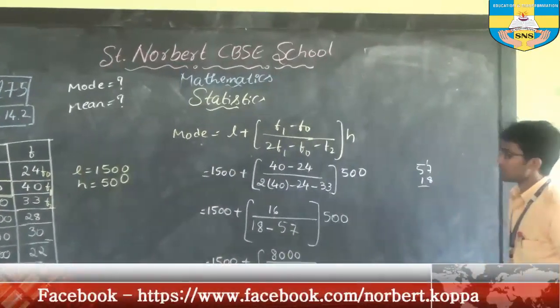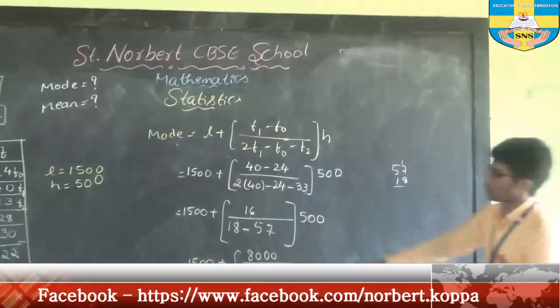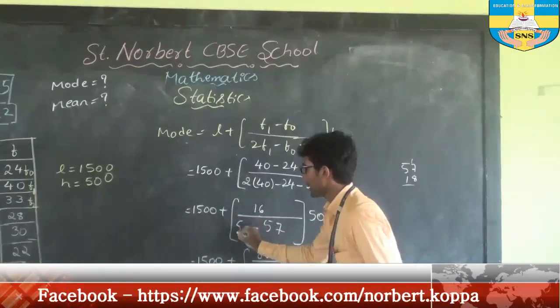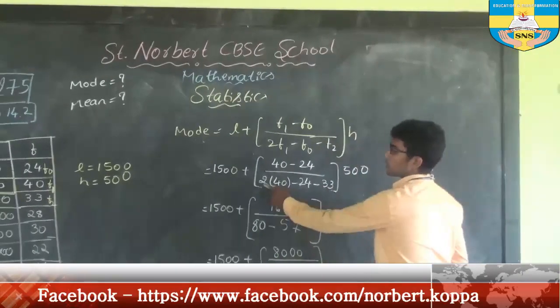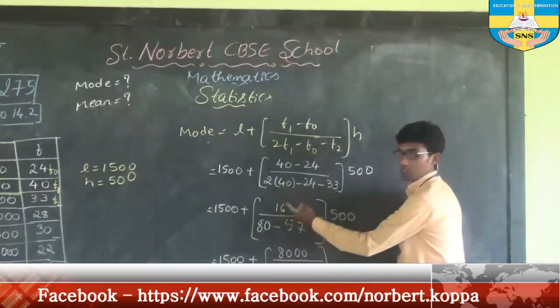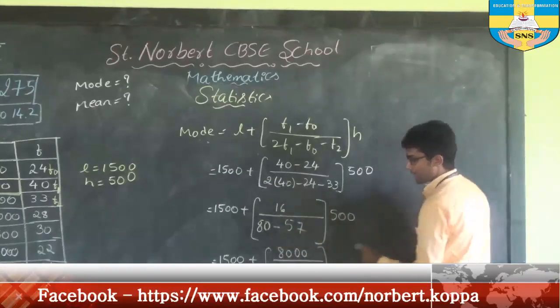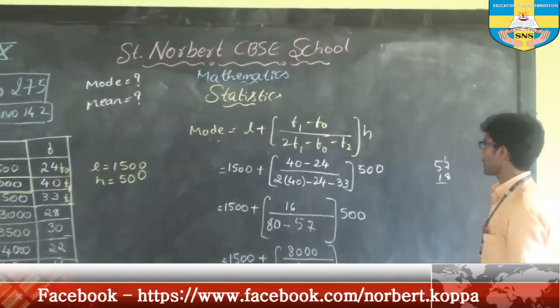Sorry, did you notice the mistake? Here it will be 80. So if it is 2 into 40, 2 into 40 is not 18. 2 into 40 is 80. Then you will be having this calculation.